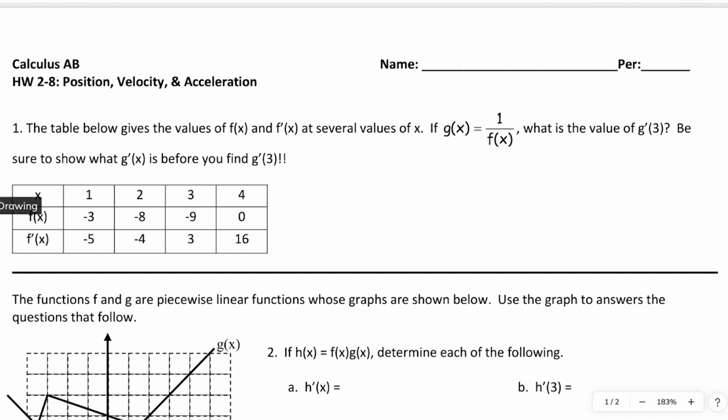So number one says the table below gives the value of f and its derivative at several values of x. If g of x, which is the reciprocal of f of x, what is the value of g prime 3? Be sure to show what g prime x is before you find g prime 3.